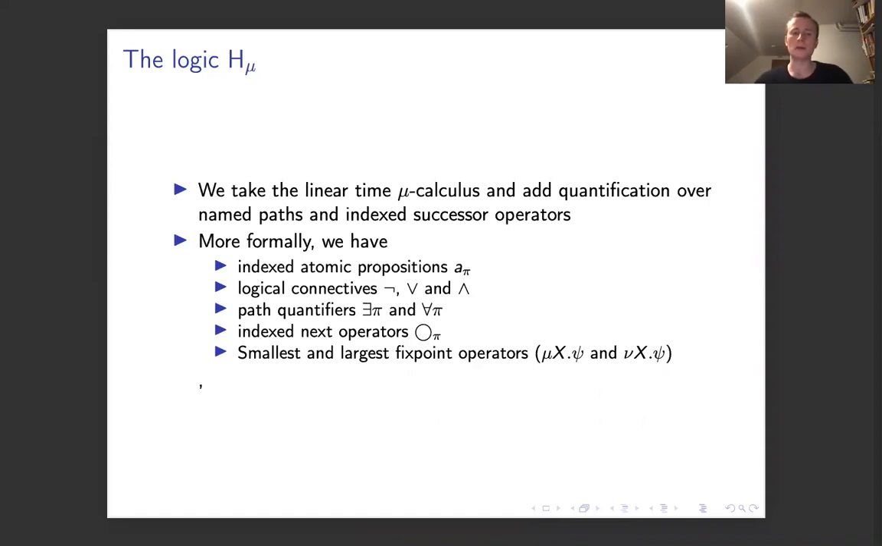So formally, we have indexed atomic propositions, meaning again, atomic propositions can refer to paths. We have the well-known logical connectives not, or, and. We have path quantifiers equipped with path names as in HyperLTL, and we have the indexed next operators. So every next operator is indexed by one path, which it is about to advance. And we have the well-known smallest and largest fixed point operators, which allow for more complex reasoning.